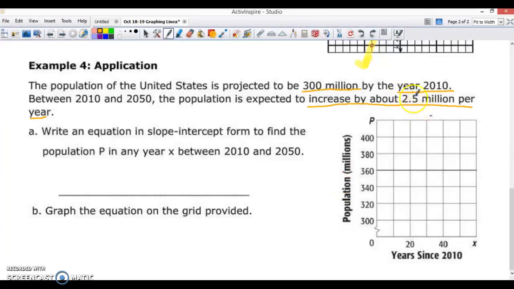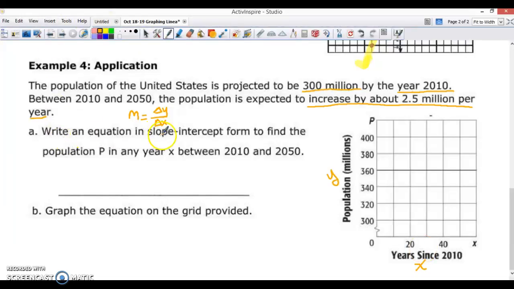Remember, slope is your change in y over your change in x. If you're trying to figure out whether this 2.5 million has something to do with the y or the x, just look at your axis, okay? Your y-axis is vertical, excuse me, and your x-axis is horizontal. If I read the graph, I know that my y-axis is talking about population, and my x-axis is referring to years, because we know that years is always going to be your independent variable.